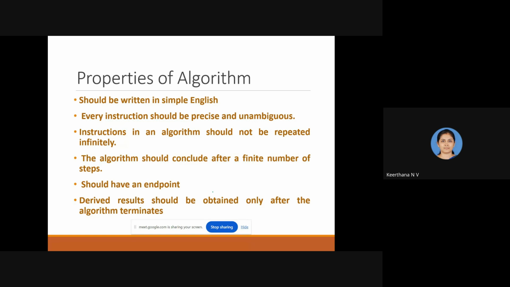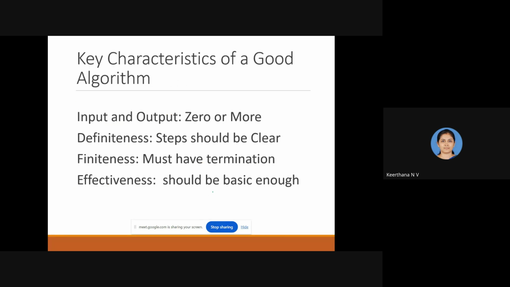These are the properties of an algorithm. And these are the key characteristics of an algorithm. Keep it in your mind. Inputs may be one or two or more, but output will be single. That is, you will be having only one print statement in your algorithm.